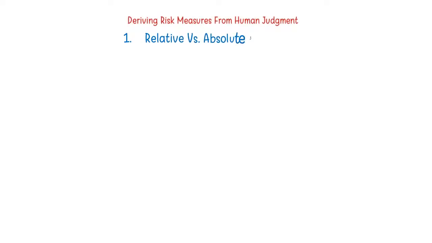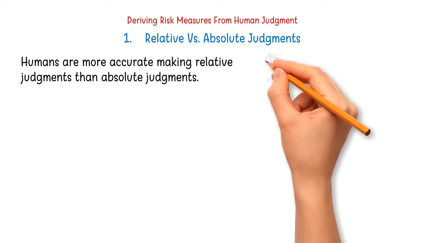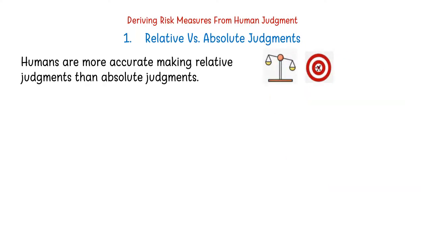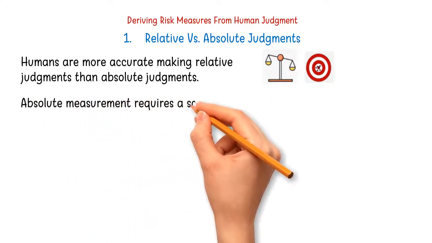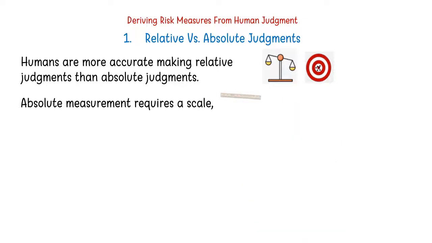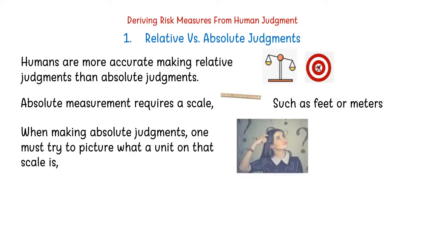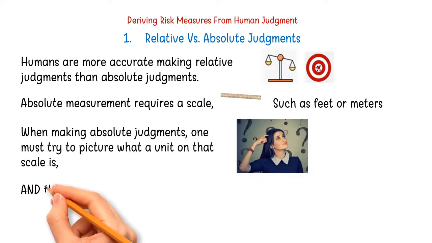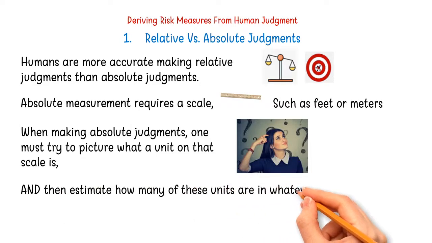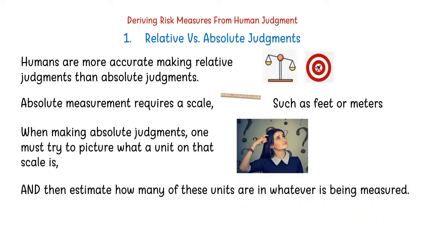One. Relative versus absolute judgments. Humans are more accurate making relative judgments than absolute judgments. Absolute measurement requires a scale, such as feet or meters. When making absolute judgments, one must try to picture what a unit on that scale is, and then estimate how many of these units are in whatever is being measured.